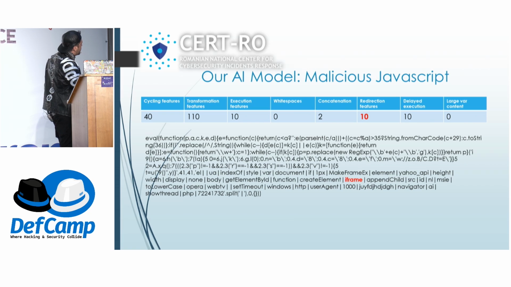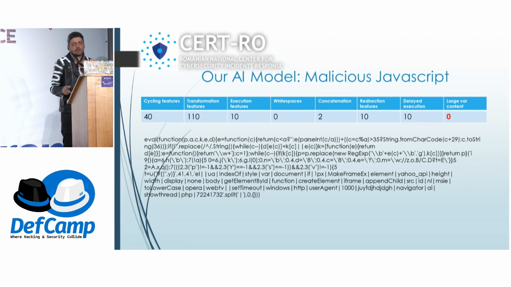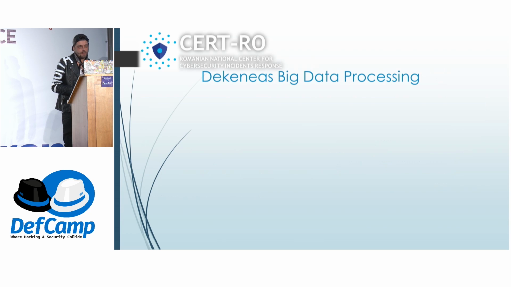Here, if you can see, we have the redirection feature, which is the word iframe inside the script code, which is a very alarming sight, so to say. We also see the setTimeout here highlighted, which enables the code to be run after waiting a certain period of time. We have no large variable content inside this script code.